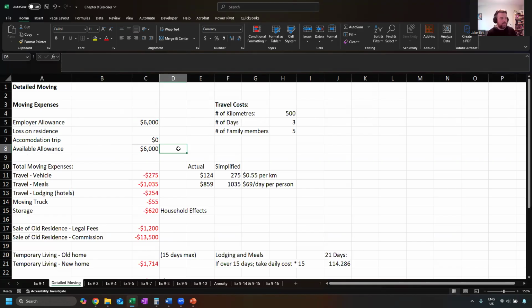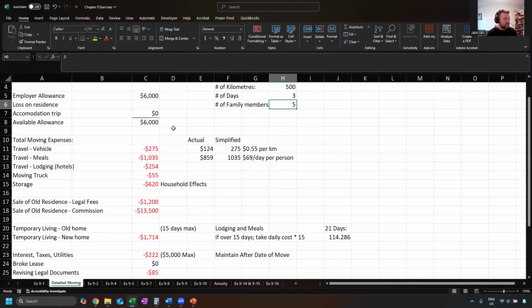We are told 2 cities, but just for simplicity's sake, let's assume the number of kilometers of the trip is 500. We're over those 40 kilometers. We are 500 kilometers closer to work. We are going to be traveling over 3 days, and the whole family is 5 people. Let's take a look at some more detailed expenses.